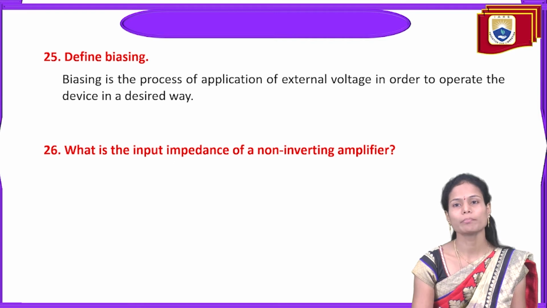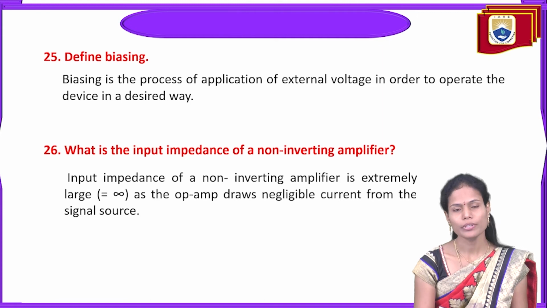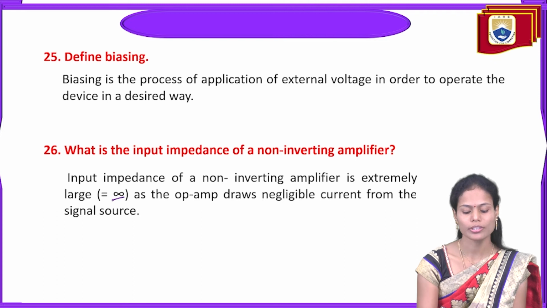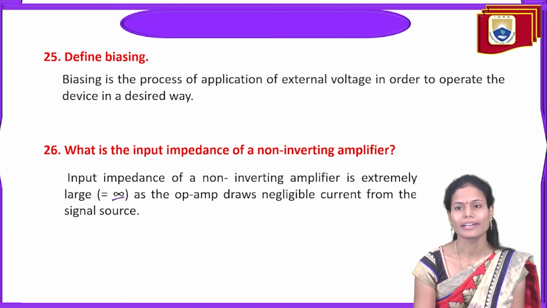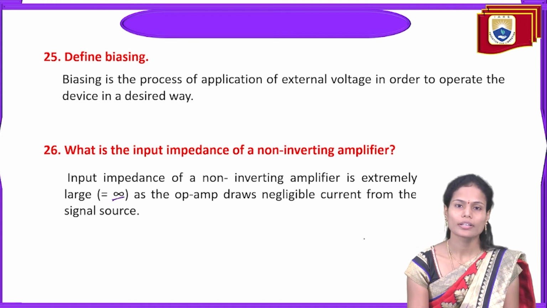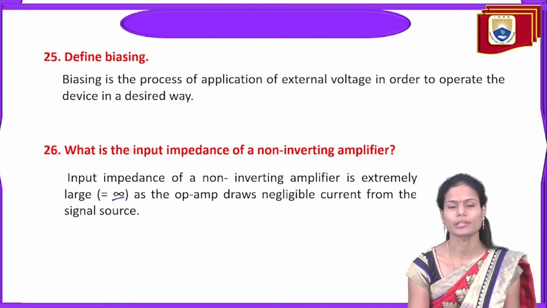And next, what is the input impedance of a non-inverting amplifier? So the input impedance of a non-inverting amplifier is very high, that is almost infinity here, as the op amp draws negligible current from the signal source. It is nothing but if the op amp draws no current on the input side, because of that reason we are having infinite input impedance across the input of the operational amplifier. That may be in the non-inverting configuration or in the inverting configuration.